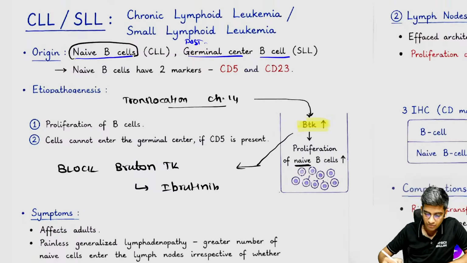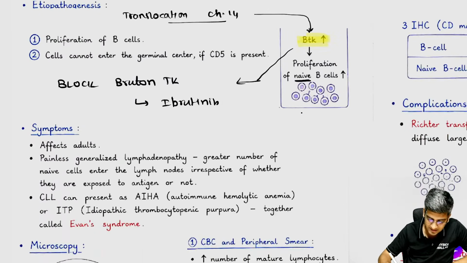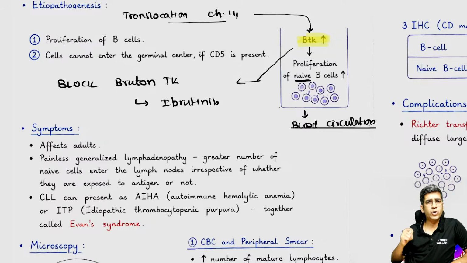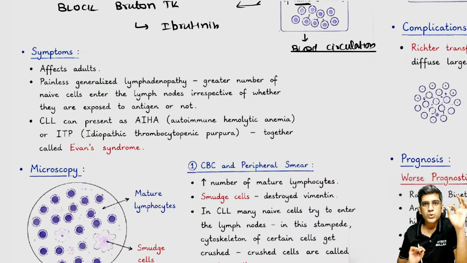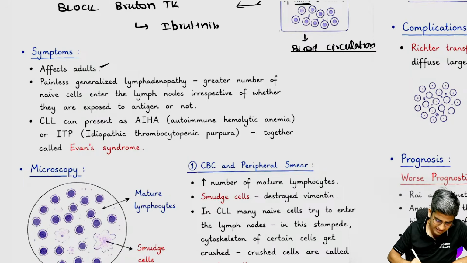So once you have lots of naive B cells, all these naive B cells are going to be in the blood circulation. That's why we call it a leukemia. The origin of the tumor is from the blood cell, and in circulation, I'm going to have lots of WBCs. We call it a leukemia, as simple as that, right? Symptoms, two findings which are very, very important for CLL, right? It affects the adults, painless lymphadenopathy.